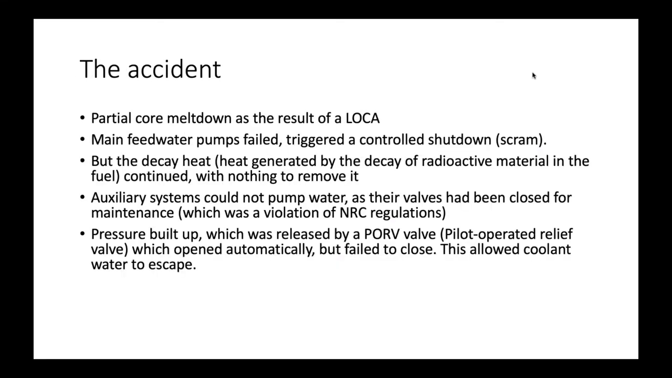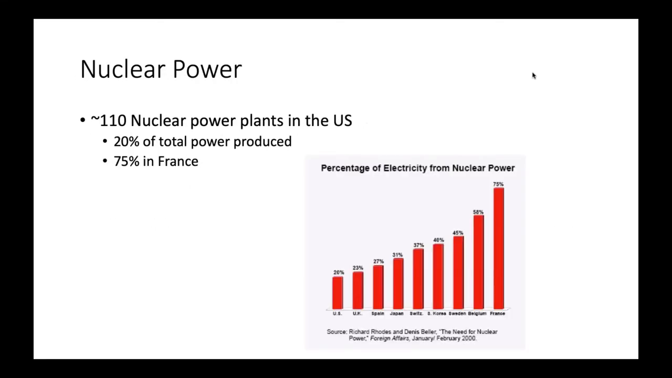So at any rate, that's what happened there. Partial core meltdown. There's 110 nuclear power plants in the United States. They produce 20% of the total power produced in the United States. So they are a significant contributor to the amount of electrical power that we generate in this country. France produces 75%. I thought it was 50%. Turns out 75% of its power comes from nuclear energy.